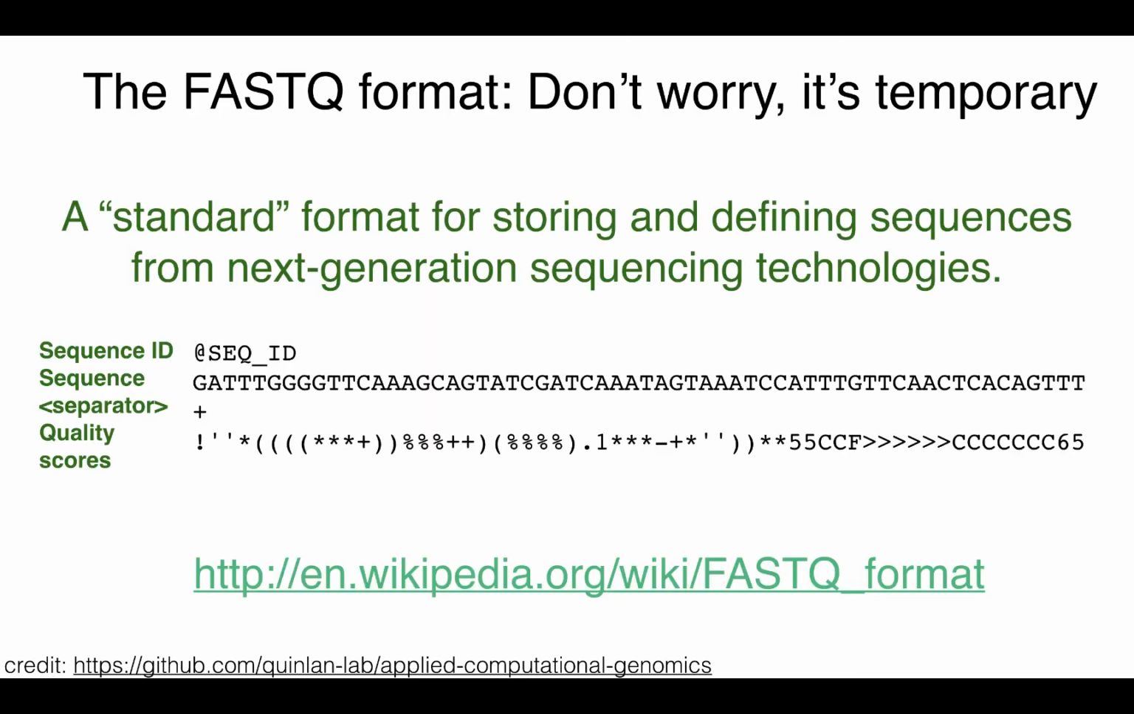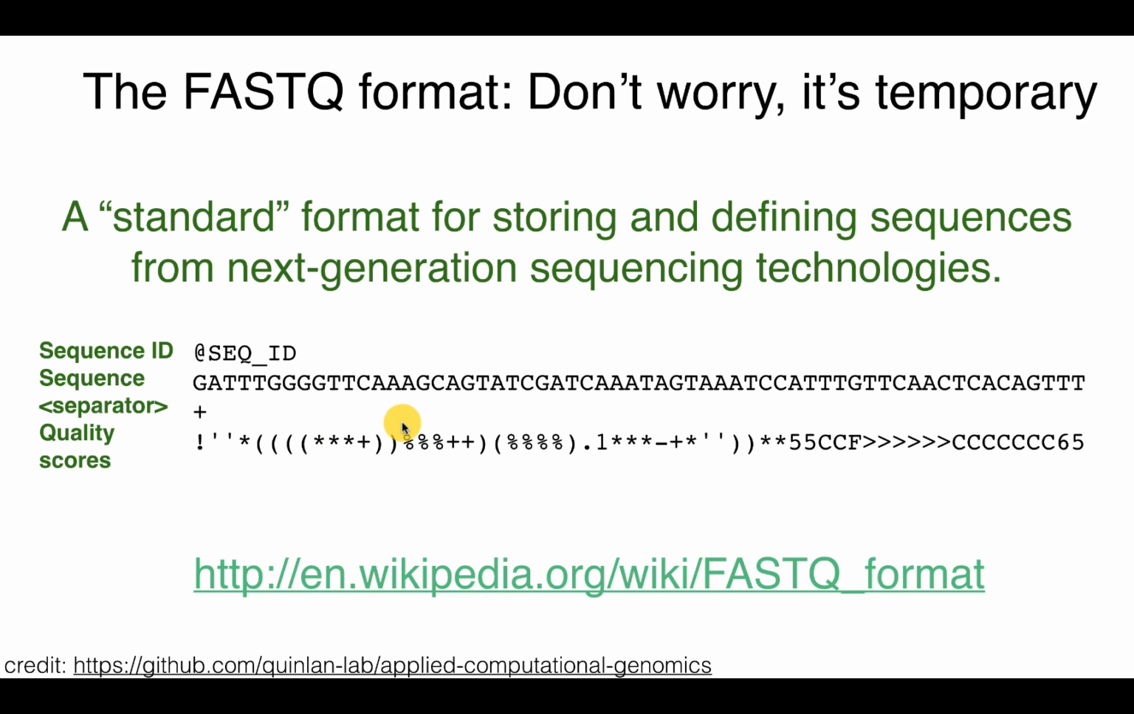And so FASTQ format is a 4-line format. Every sequence or fragment that you have is going to consist of 4 lines. There's going to be a sequence ID line, the actual sequence, a separator, which can be just a plus, and then quality scores that are associated with every single one of the bases that they're beneath.